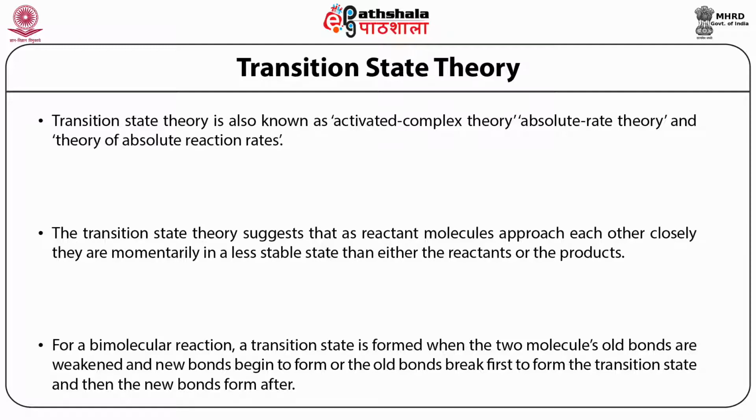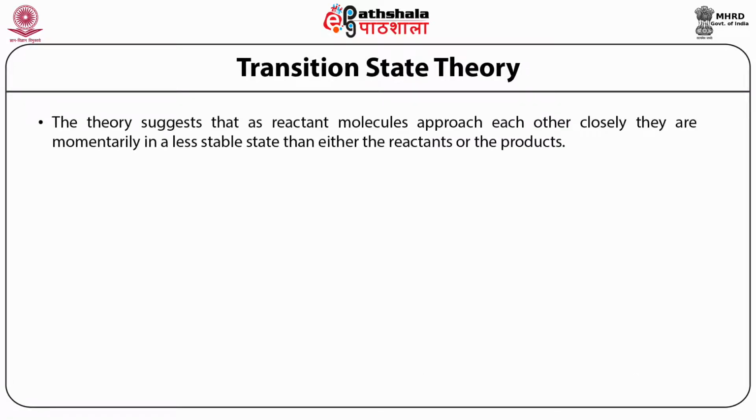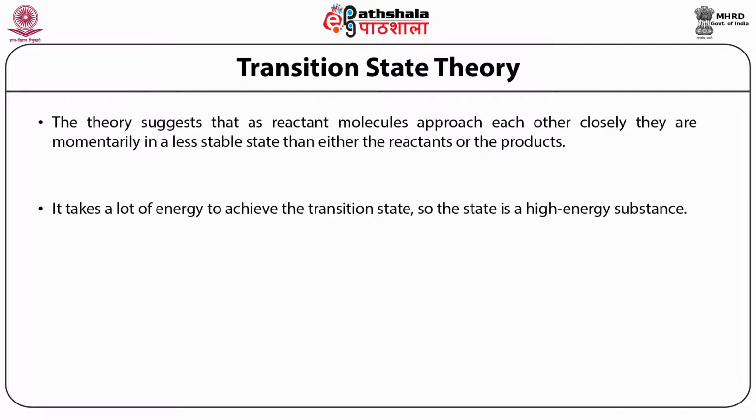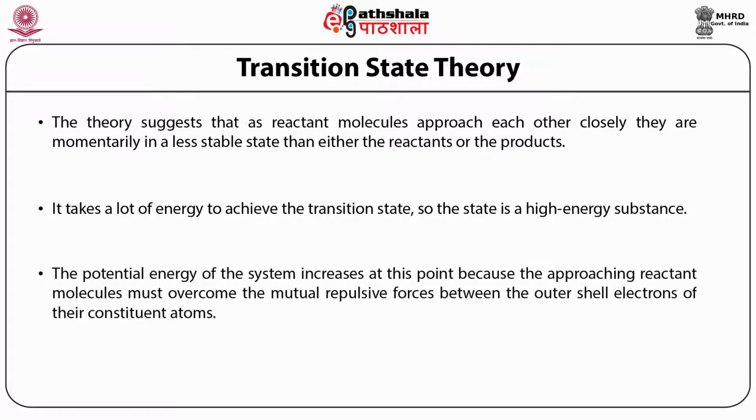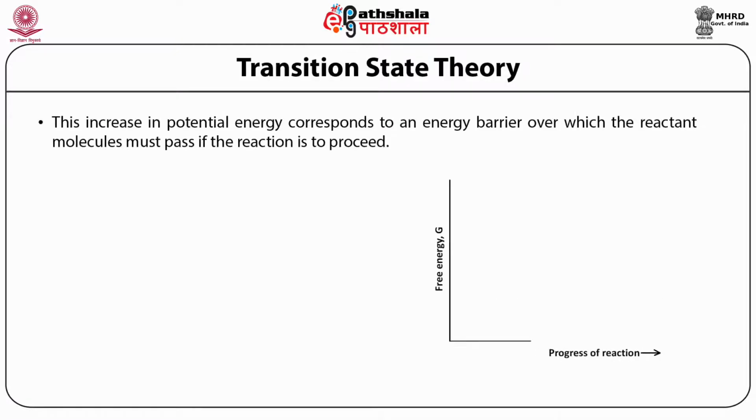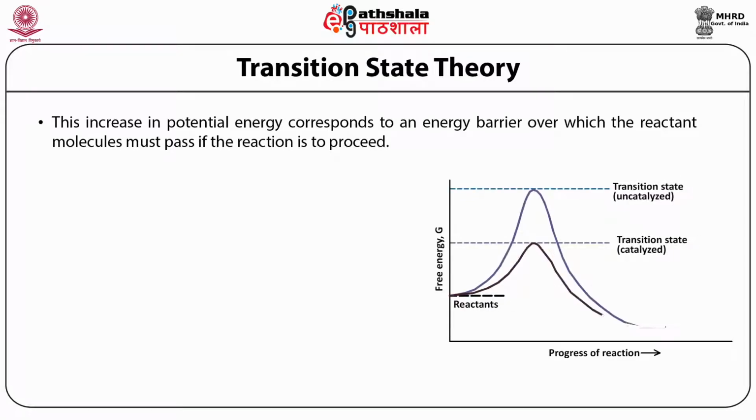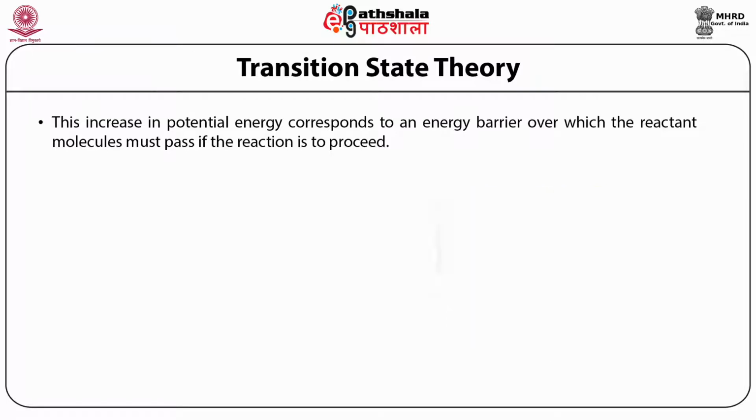It will lead to a different type of bending pattern in the substrate, and that will lead to the transition state. The theory suggests that reactant molecules approach each other so closely that a transition state is formed which has the highest energy. The potential energy of the system increases at this point because approaching reactant molecules must overcome the mutual repulsive forces between outer shell electrons of their atoms. So atoms must be separated from each other as the bonds are broken. This increase in potential energy corresponds to an energy barrier over which the reactant molecules must pass if the reaction is to proceed.